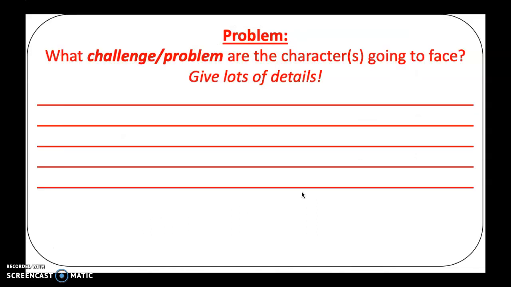The problem is, what challenge or problem are the characters going to face? Give lots of details. So I might say, one day when Johnny and Susie were out, they came in contact with the Loyalist army. But remember, I'm not just going to say they came into contact with them. I might be more descriptive. I might say, the Loyalists found out that Johnny and Susie's father was a patriot and wanted to bring him to jail. Remember, be descriptive.